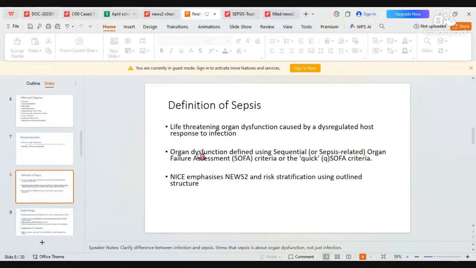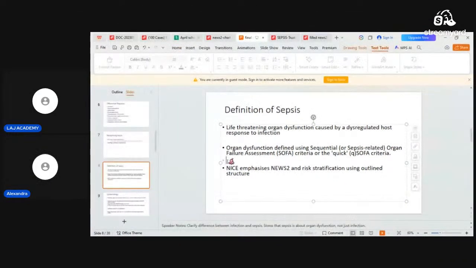in practice, you may want to define organ dysfunction using the SOFA criteria. SOFA means sepsis-related organ failure assessment, or you want to use the quick SOFA criteria. Now, the thing is that SOFA criteria cannot be used in the ED. The ED is a fast-paced acute environment, so you can't use your SOFA criteria in the ED. We'll discuss a little more on SOFA criteria subsequently. Just mentioning it here. What you may want to use in the ED is the quick SOFA criteria.